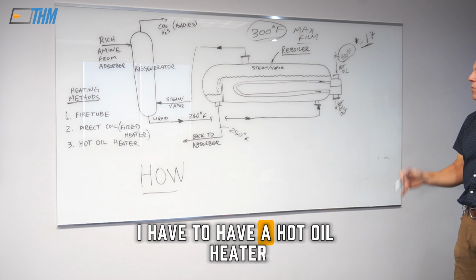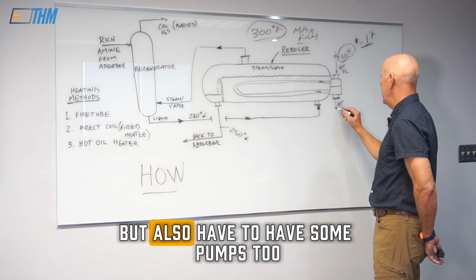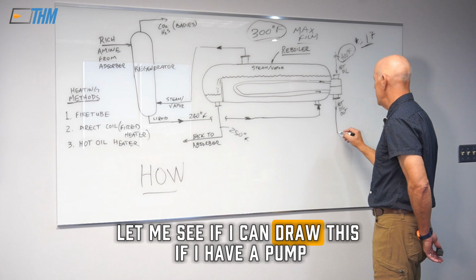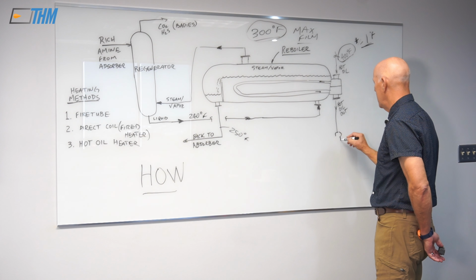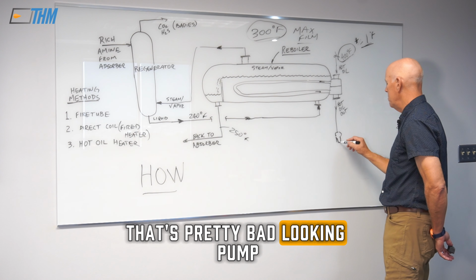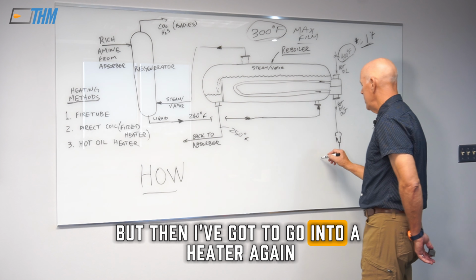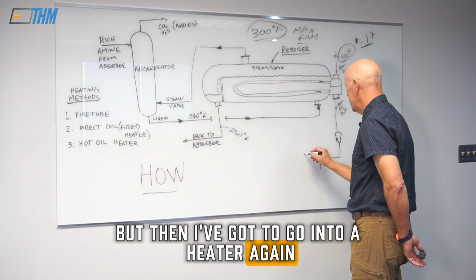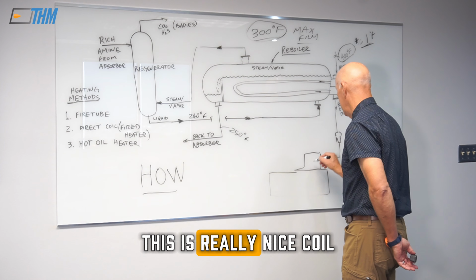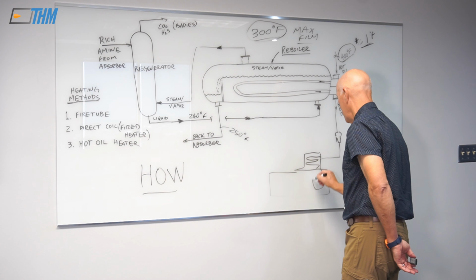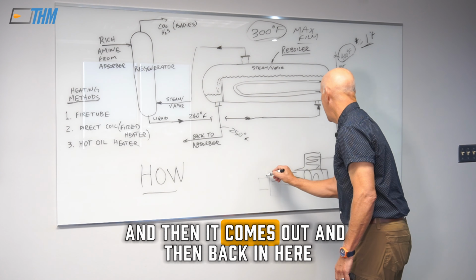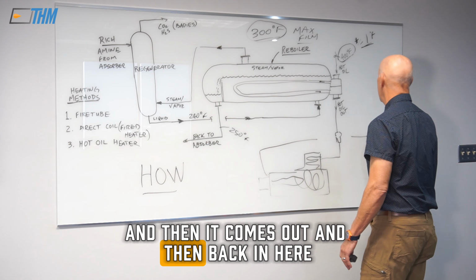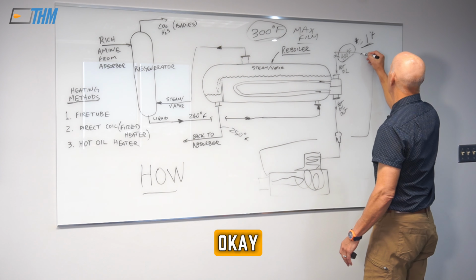So what does the rest of this system look like? Well, one, I have to have a hot oil heater, of course, right? But also have to have some pumps too. Let me see if I can draw this. If I have a pump, let's draw it like this. That's a pretty bad looking pump. But then I've got to go into a heater. Again, it's our kind of heater. This is really nice. Coil, burner, and then it comes out and then back in here, okay?